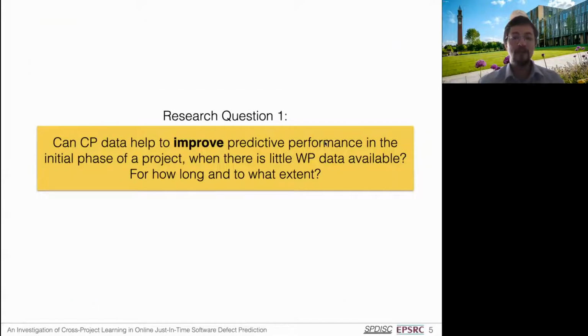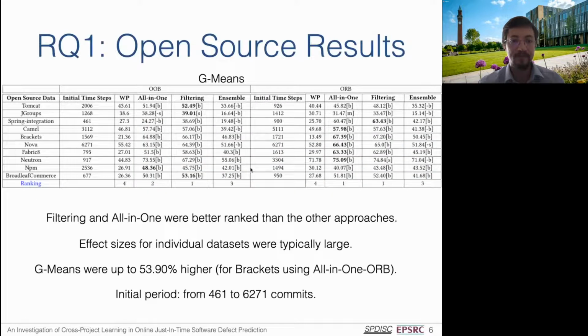The first research question answered in our work is, can cross-project data help to improve predictive performance in the initial phase of a software project when there is little within project data available? For how long and to what extent? This table here shows the G-means obtained by all the approaches involved in the study, both using OB as one possible base learner and ORB, which is another possible base learner. The G-means are the geometric means between the recall on the defect inducing and the clean class.